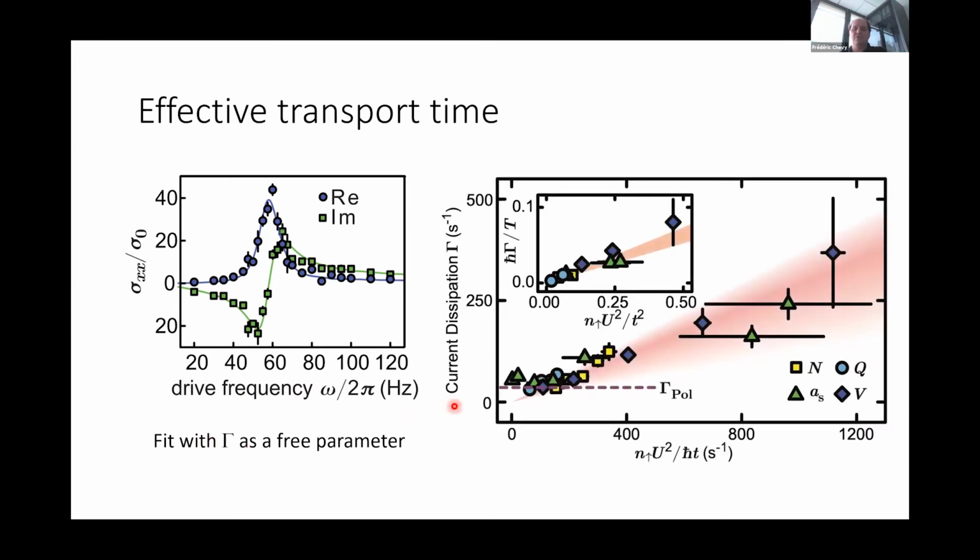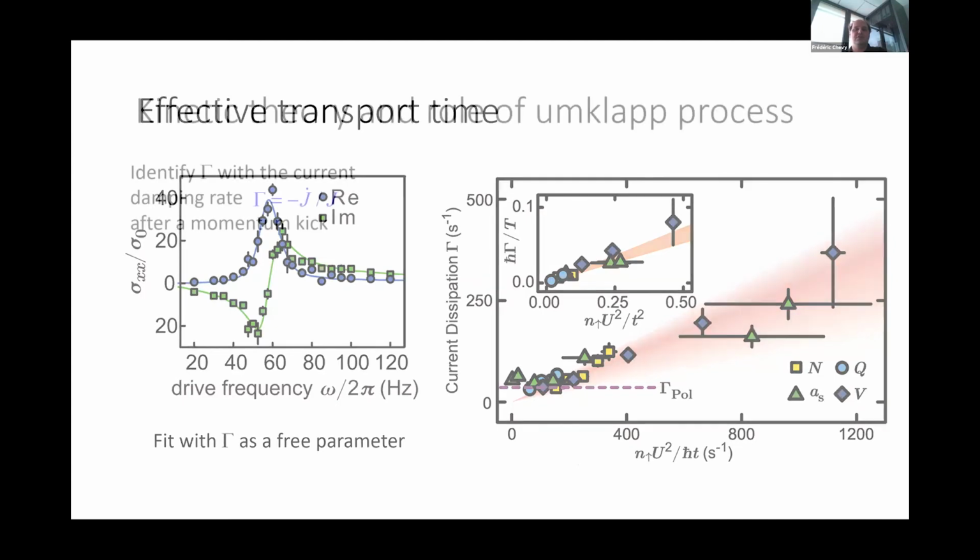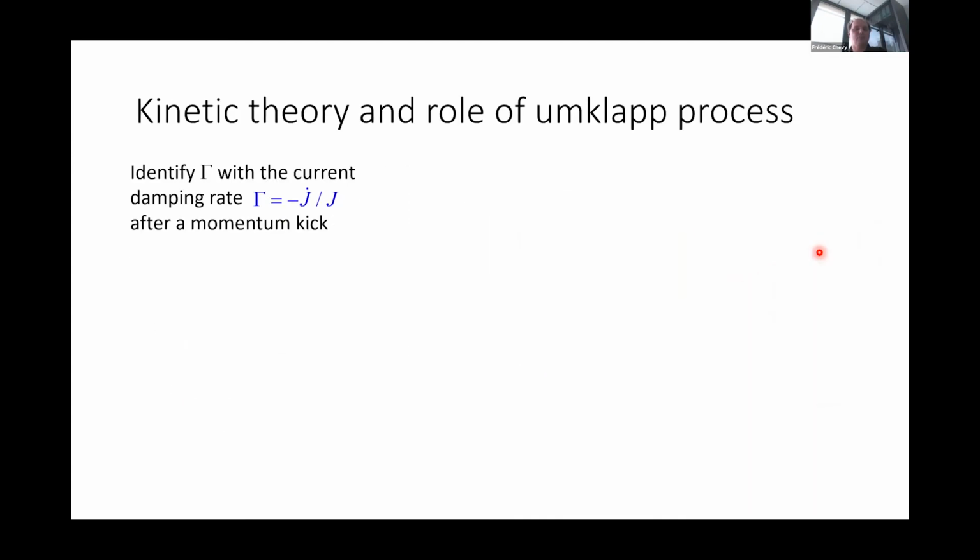And so this is what you get when you look at the current dissipation rate gamma as a function of parameters, so the atom number, U square, because as you will see, interaction square is a measure of the scattering cross-section, and where lots of different parameters are varied: atom number, temperature, scattering length, and height of the potential. And so we'd like to understand this plot here.